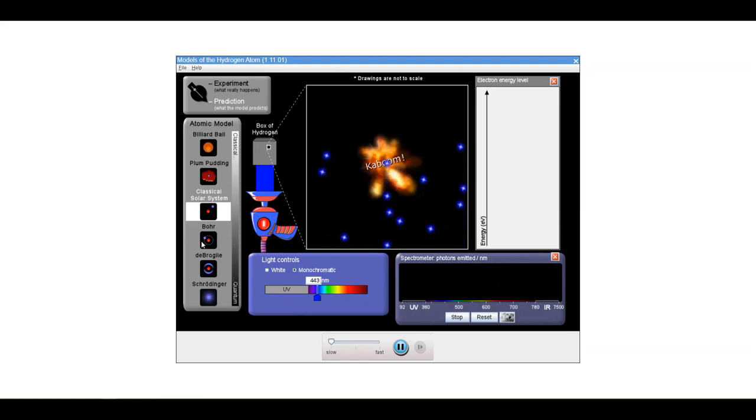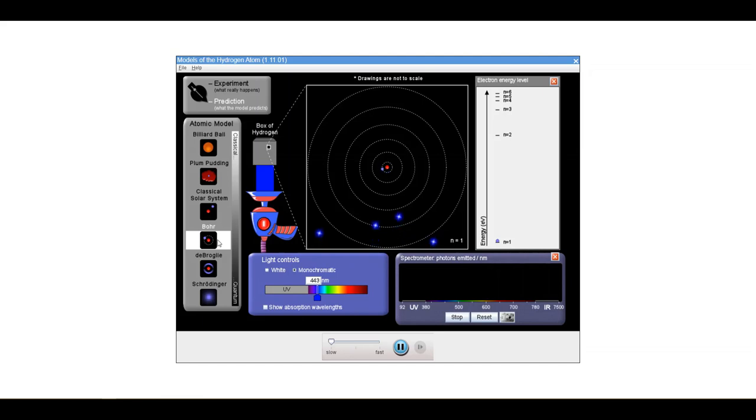Okay, let's go to the Bohr atom, which is where we are now. Here we are at the Bohr atom, and now we've got the quantized energy levels.